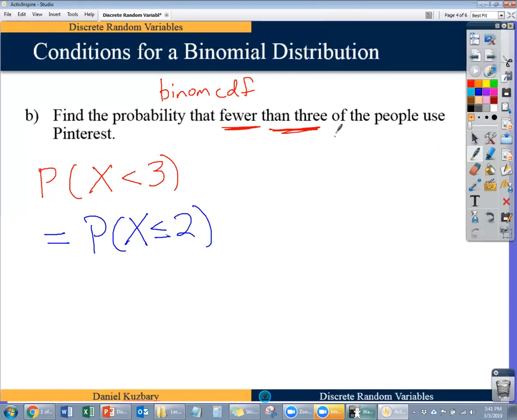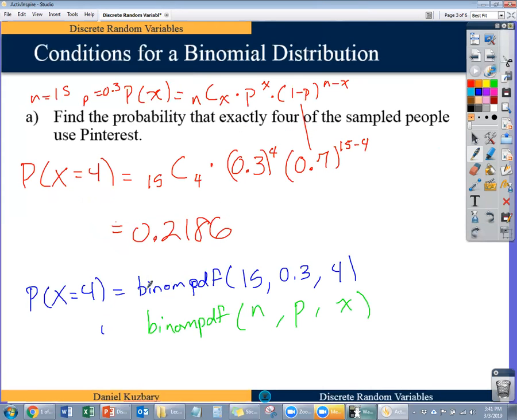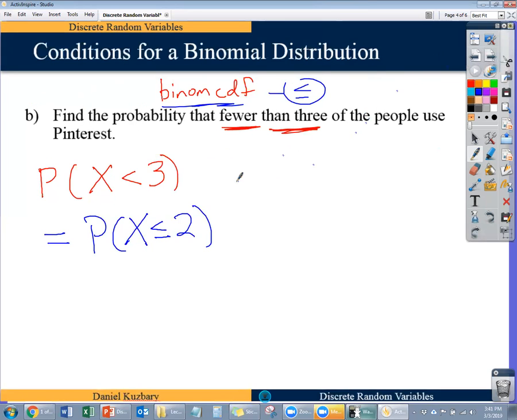Now, why did I do that? Because this function needs a less than or equal to sign in order to use it. Like the binom PDF, it just needed an equal to sign in order to use it. CDF will give you less than or equal to, which is really handy because this way we don't have to find the probability that it's 0 people and then 1 people and then 2 people. We can just use this one function to do it. So I'm going to do binom CDF.